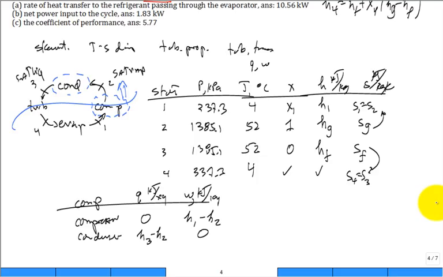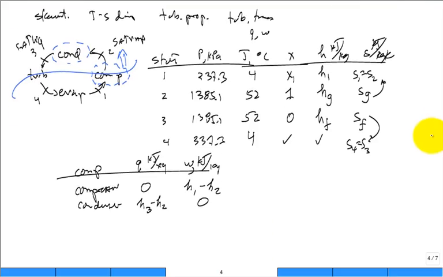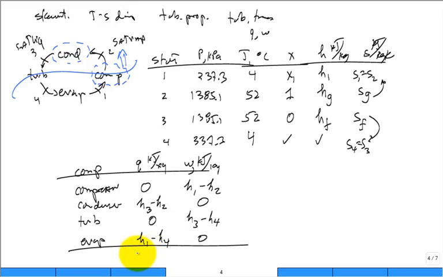All right. What's the next one? The turbine. That one is out, so it'll be H3 minus H4, positive out, no work. No heat. And then the evaporator, there's no work, but we have the heat into is going to be H1 minus H4.